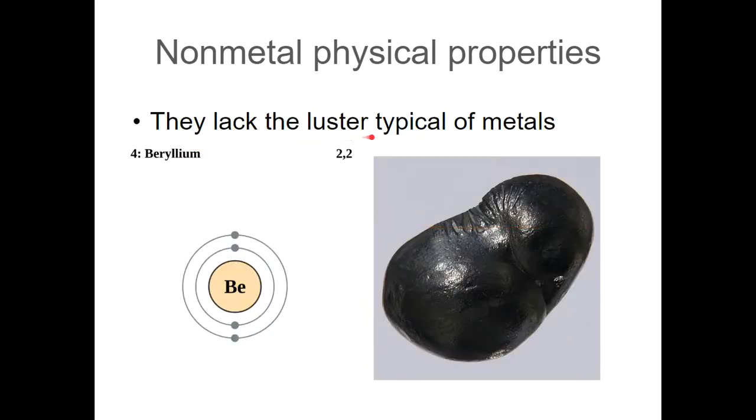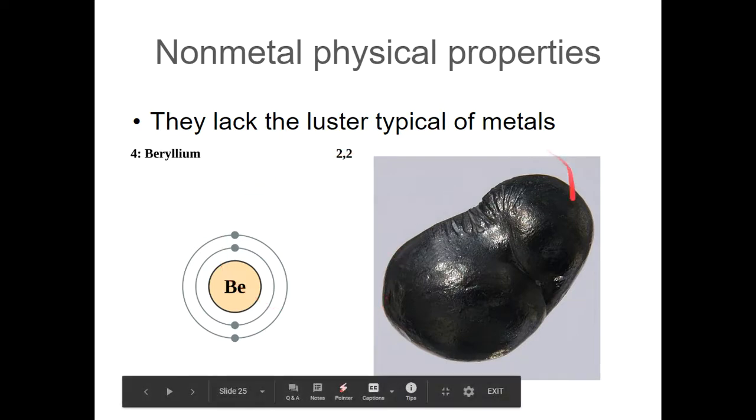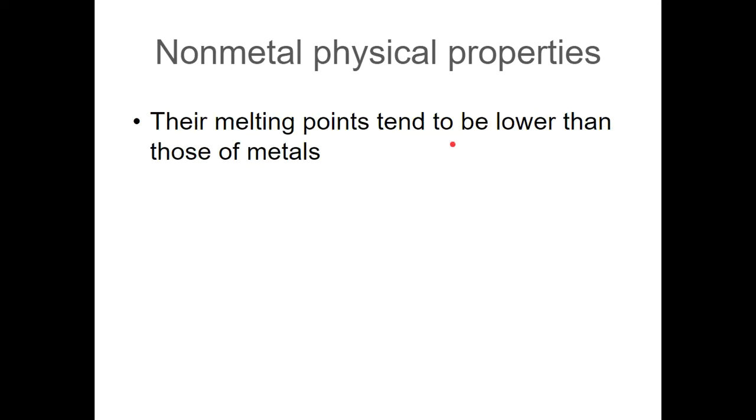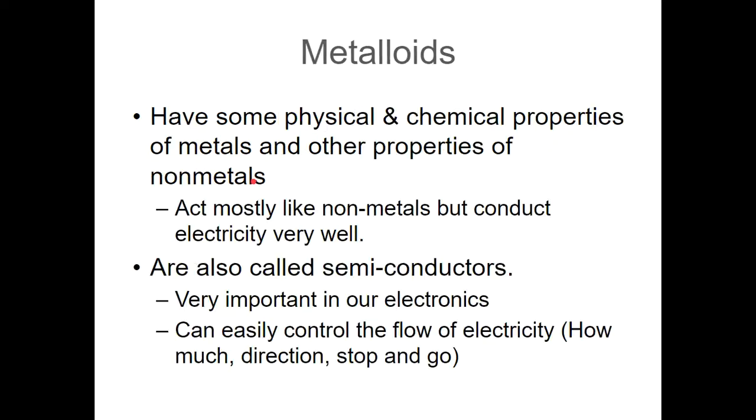They lack the luster typical of metals. So they don't have that shine that metals have. They're more matte, more flat color. Their melting points tend to be lower than that of metals.